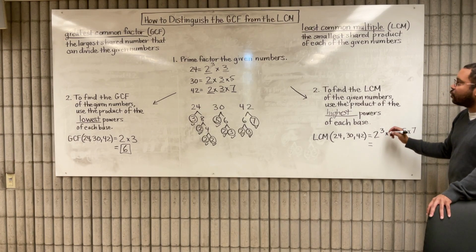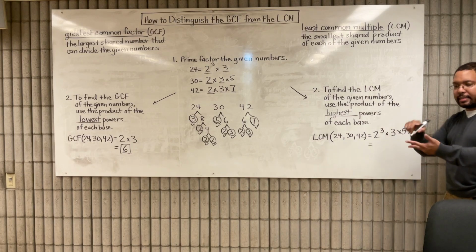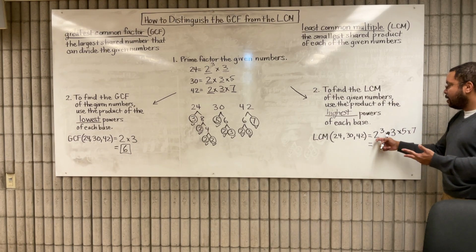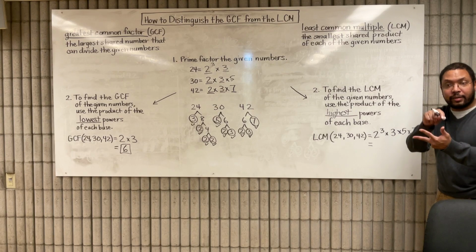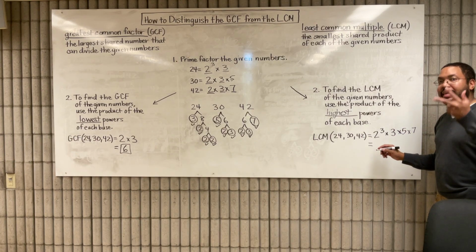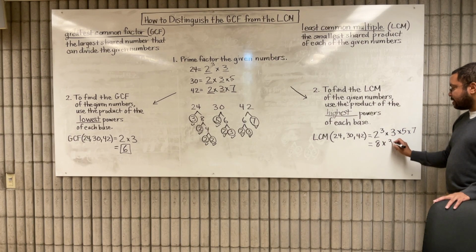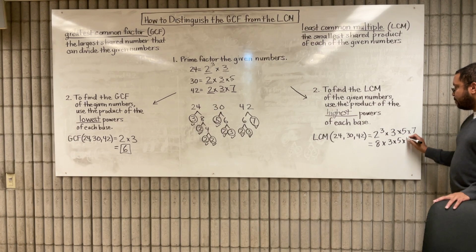So 2 to the third is short for 2 times 2 times 2. The exponent tells us how many times it's written as a factor. The base tells us what that factor is. So 2 times 2 times 2. 2 times 2 is 4. 4 times 2 is 8. So I write 8 here, times 3 to the first is already simplified, 5 times 7.